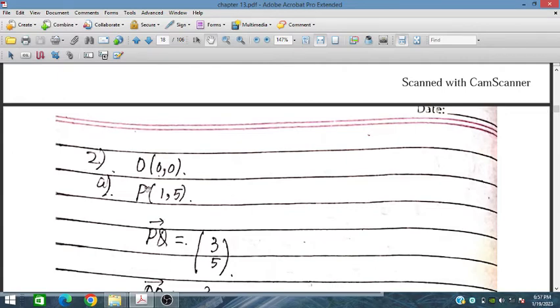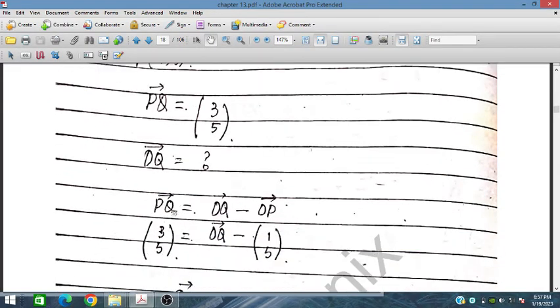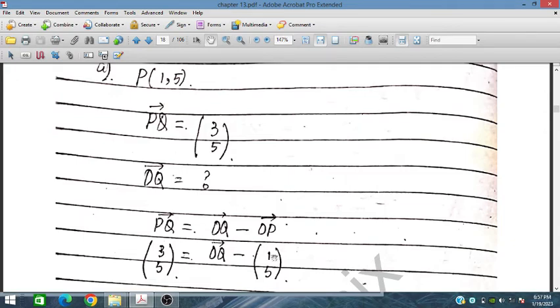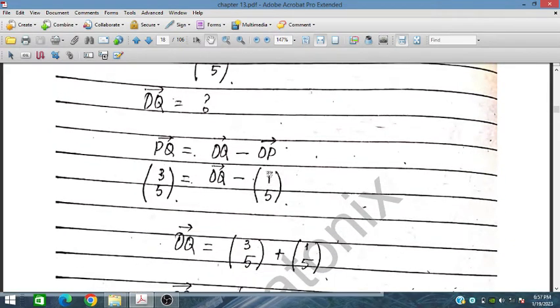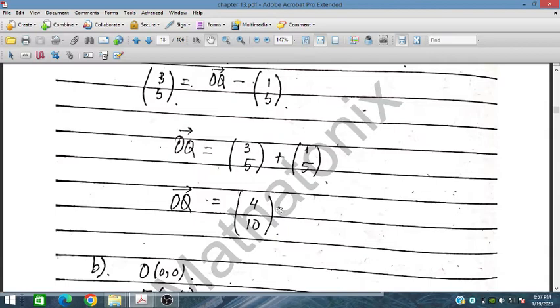Here the origin O is always 0, 0. P is 1, 5 and PQ is 3, 5. We have to find OQ. PQ is always OQ minus OP. So PQ is 3, 5, while OQ we have to find, and OP is 1, 5. On placing this on the other side, OQ can be obtained. The minus sign changes to a plus sign on the other side. So OQ is equal to 3, 5 plus 1, 5: 3 is added with 1 and 5 with 5. So the resultant is 4, 10. OQ is obtained as 4, 10.